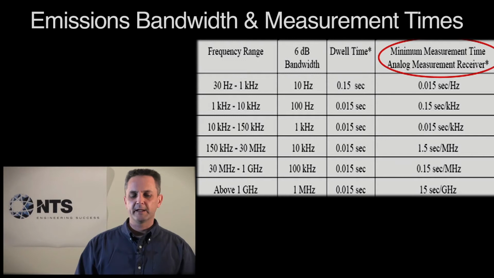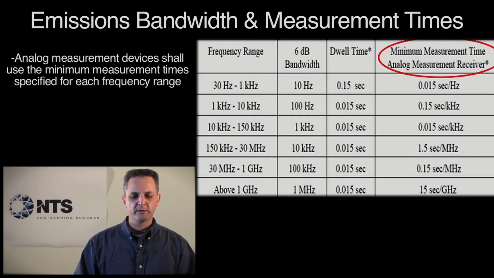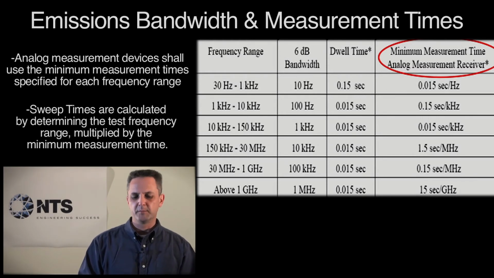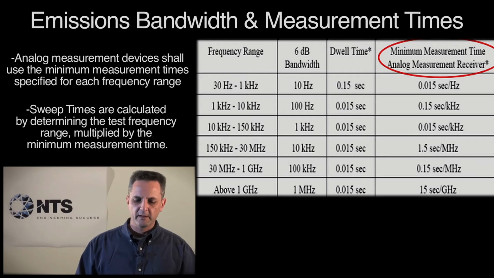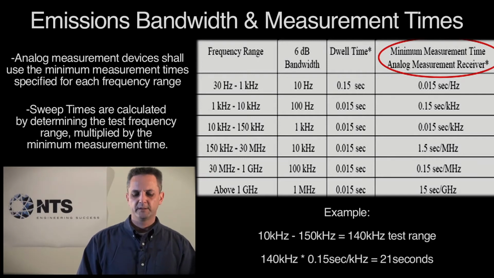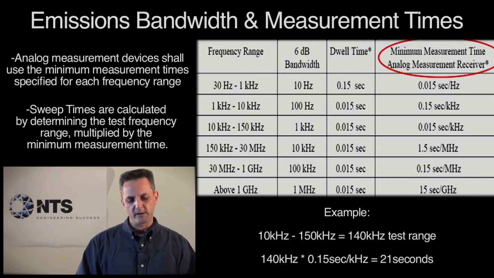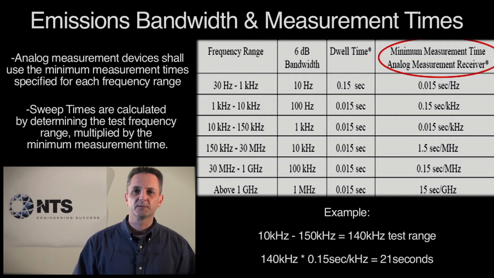The first is an analog measurement device. It shall use the measurement times for each frequency range, as you can see here. These sweep times are calculated by determining the test frequency range multiplied by the minimum measurement time. So for example, if we were making a sweep from 10 kilohertz to 150 kilohertz, we'd have a total range of 140 kilohertz. We take that 140 kilohertz, multiply it by the 0.15 seconds per kilohertz, and come out with a total test time of 21 seconds for that range.